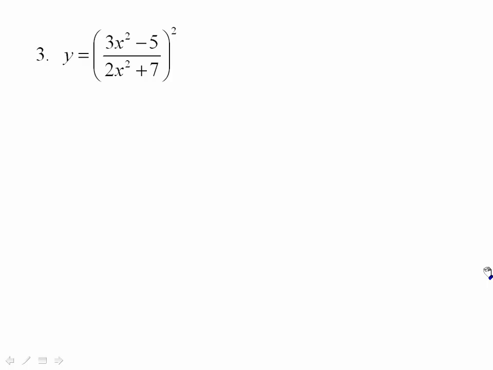So for this problem, this is an interesting one because we have choice. This is the first one where we really got a lot of choices. Because some people will take this one and take this exponent of 2 to top and bottom. So they would write it as 3x squared minus 5 squared divided by 2x squared plus 7 squared. And that's okay. The other people would use the chain rule first, which is what I'm going to do.